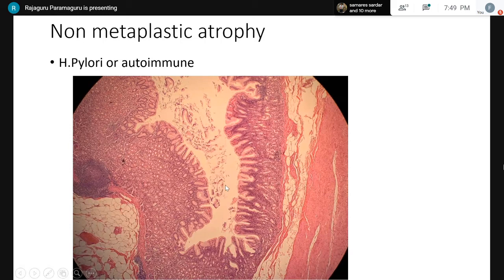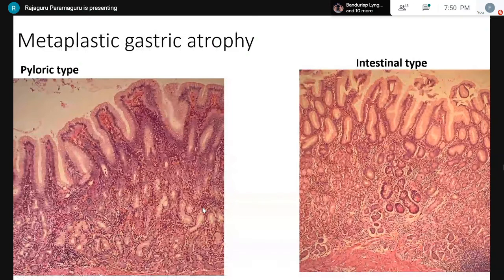See, this area is composed of the normal mucosa, which is bulky, and then at the end it is atrophic here. So it can be patchy and can give a nodular appearance to the stomach. The metaplastic atrophy can be of three types. Basically, I've shown two images.